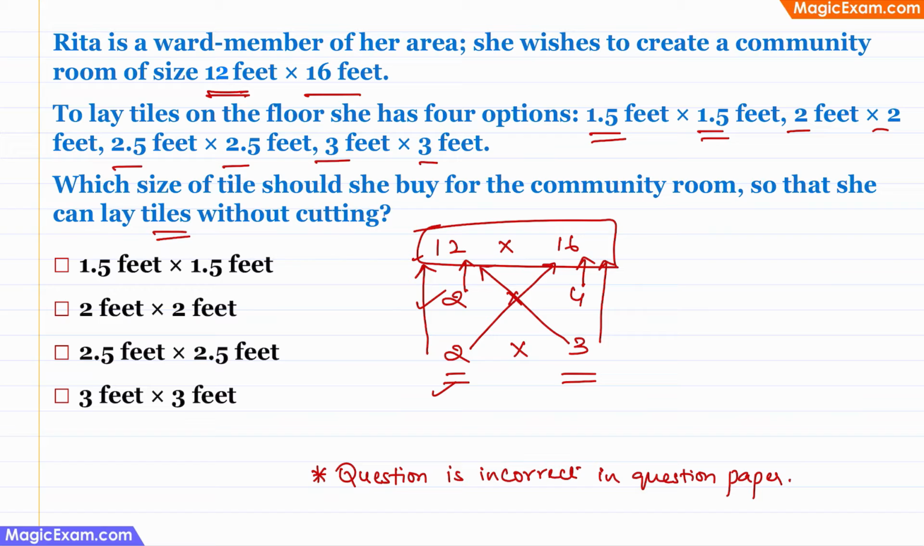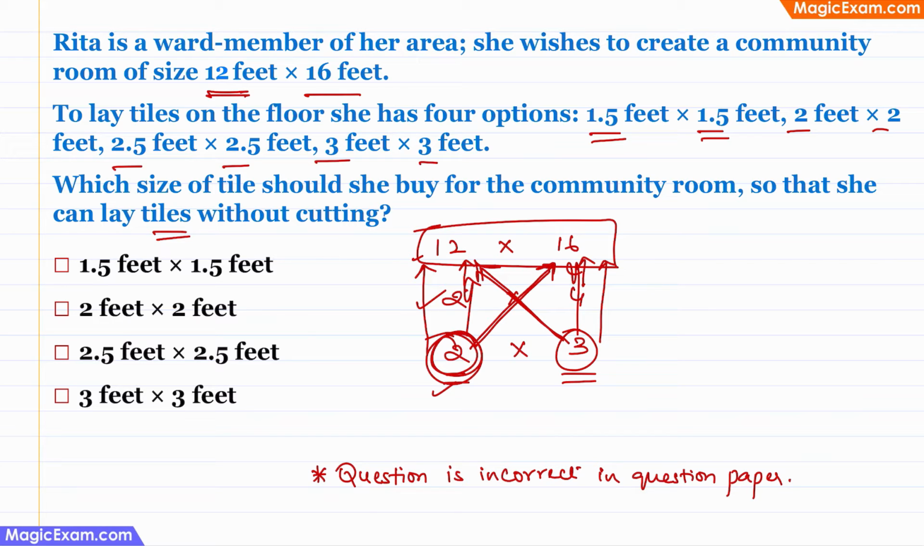Right? So that way, check the length of the tile, whether it divides the breadth of the room or the length of the room. If it divides one of the sides, keep it aside and now check the other side and see if it divides the length of the room or the breadth of the room. So which means that each side of the tile should be able to divide at least one side of the room without any remainder or without any decimal point.